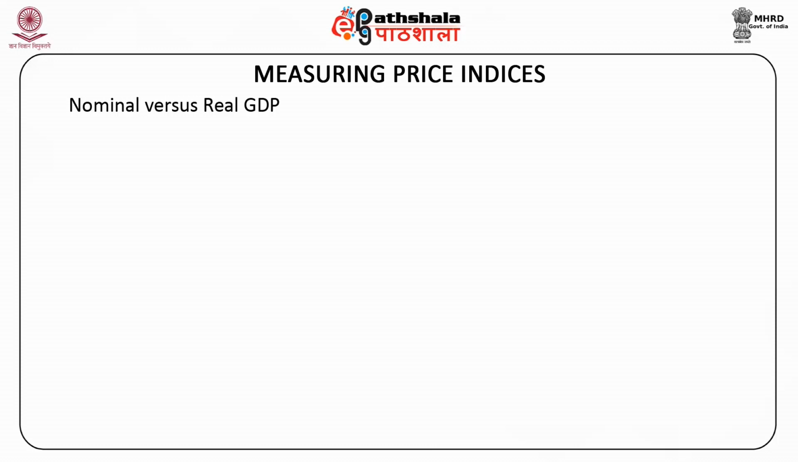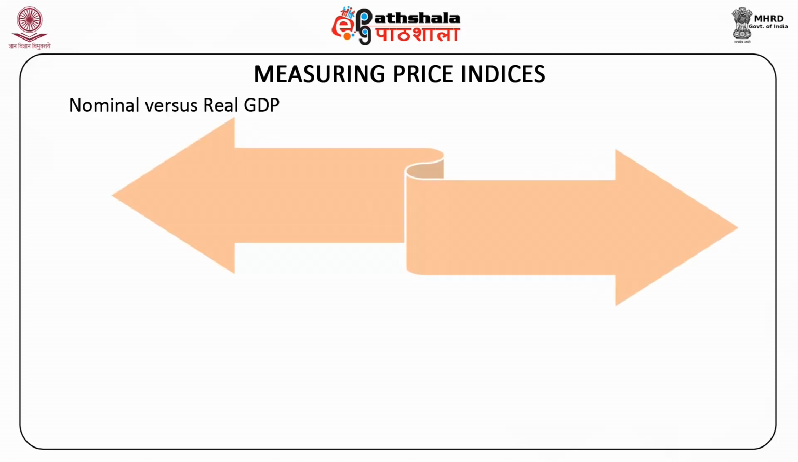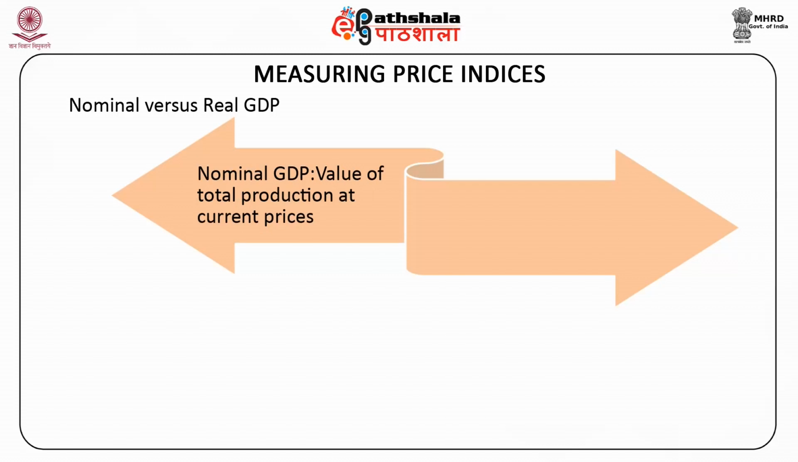We have been discussing the term GDP a lot, but we should know the difference between the nominal and the real GDP. The nominal GDP, or the GDP at current prices, is defined as the value of total production of goods at their current prices. In this case, the GDP would increase either due to the increase in quantities or prices or both. But improvement in the living standards depends on the increase in quantities rather than the prices.